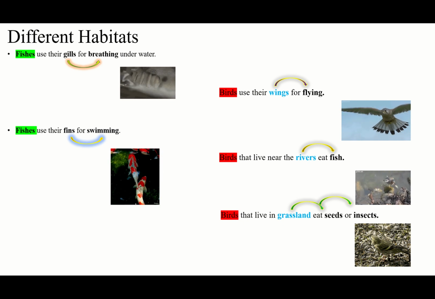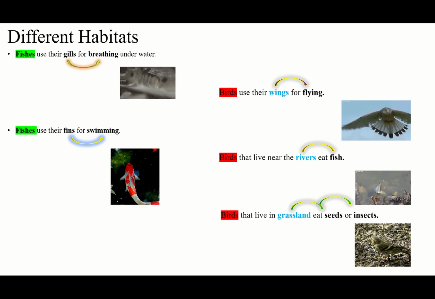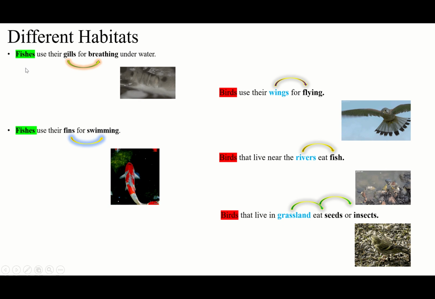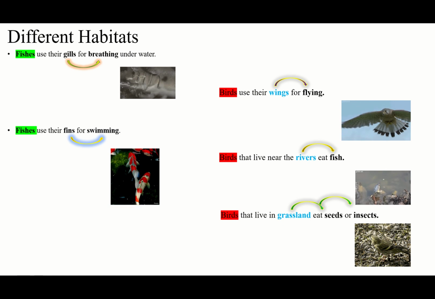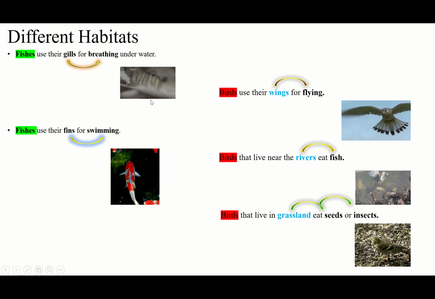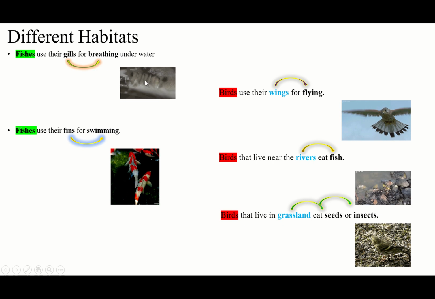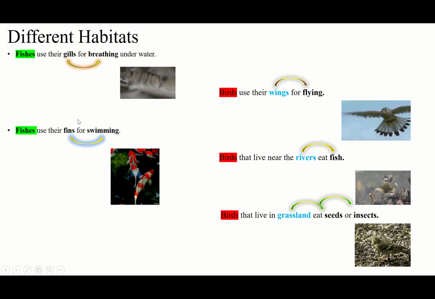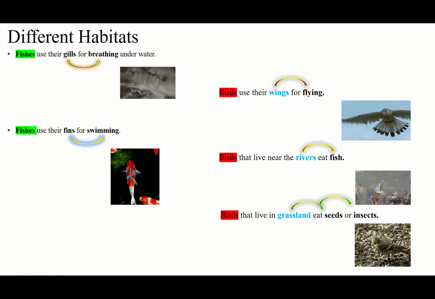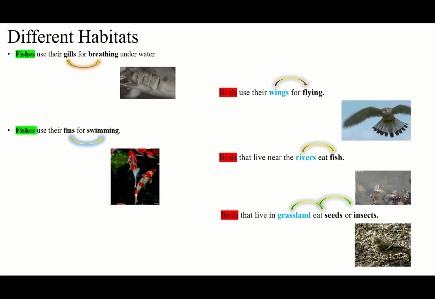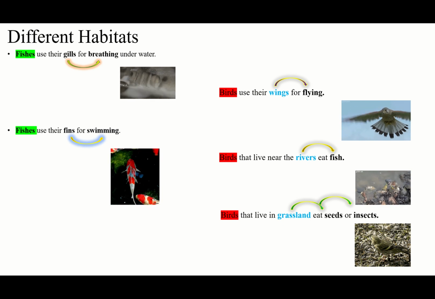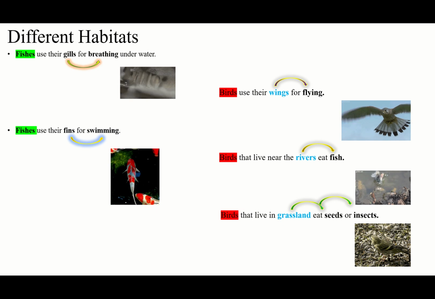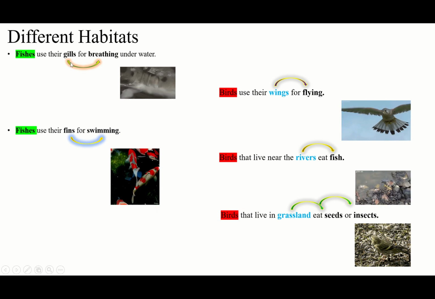First, we're gonna start from fish. Now, as we have it here, fish use their gills for breathing under the water. It means these are the gills of the fish that they are using for breathing. We are breathing by our mouth and nose. That lung is changing the CO2 to oxygen, right? But they are not breathing by mouth or nose. They are going to breathe by their gills.